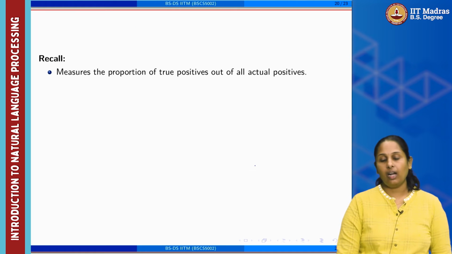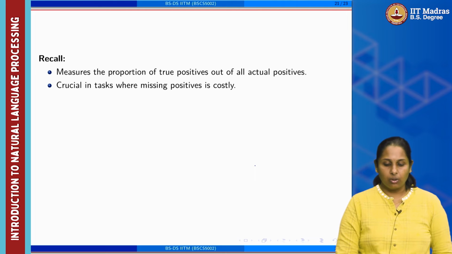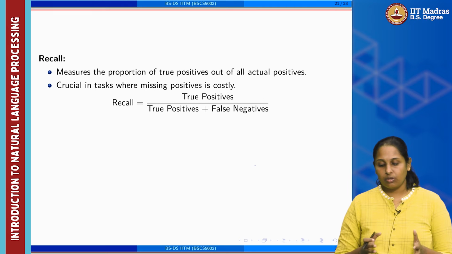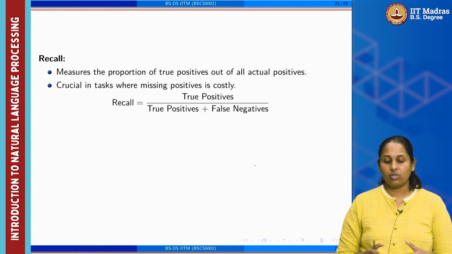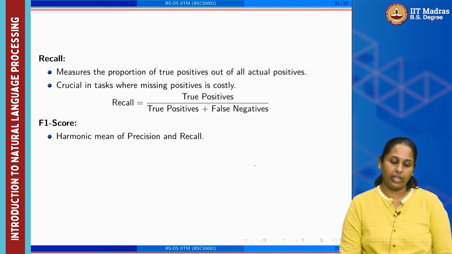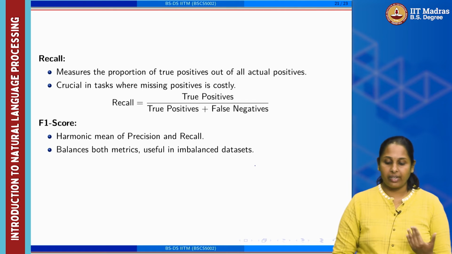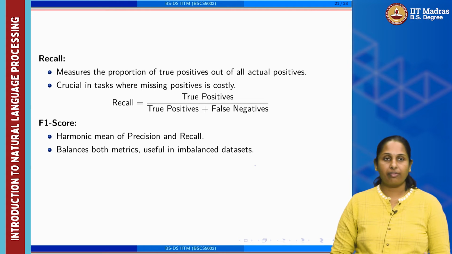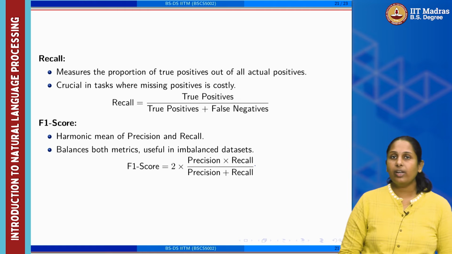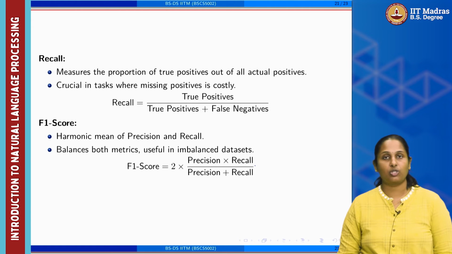Similarly, recall identifies the true positives from all the actual positives, so it is the true positives divided by true positives plus false negatives. The F1 score is the harmonic mean of precision and recall. It balances both metrics, which matters when we have an imbalanced data set. F1 is 2 times precision times recall divided by precision plus recall.